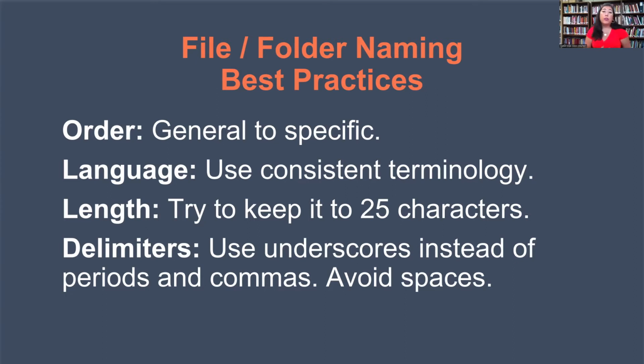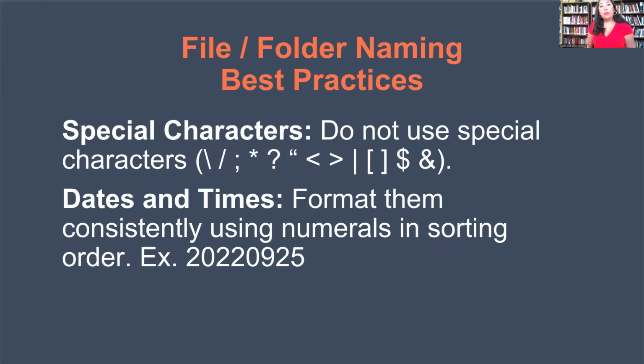Length: try and keep it to 25 characters or less is preferable. You don't want them to get too long. And delimiters: we use underscores and we avoid periods, commas, and spaces. If you add these things into your file name, then you might get a corrupt file down the line. And then finally, these last 2 are special characters. Really try and avoid special characters when at all possible. I've put some examples here in the PowerPoint that you can look at, but it's really best practice not to include them in your names.